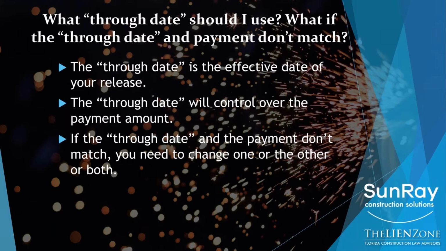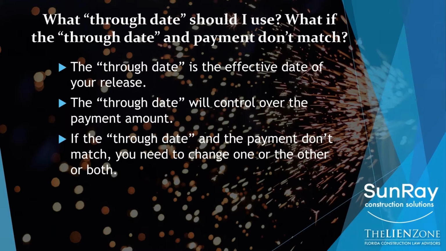Know that the through date is going to control over the payment amount. Let me repeat that because it's very important. The through date is going to control over the payment amount. Sometimes we have clients that say to us, well, I submitted a pay app for $100,000. They gave me 75,000 of it, so therefore I'm entitled to the other 25. I mean, because I submitted a pay app that said 100, right? And the answer is, if you've signed a release in exchange for that 75 and the through date is the end of the month when you were expecting 100 but only got 75, well, guess what? You just released $100,000 worth of your rights in exchange for $75,000.